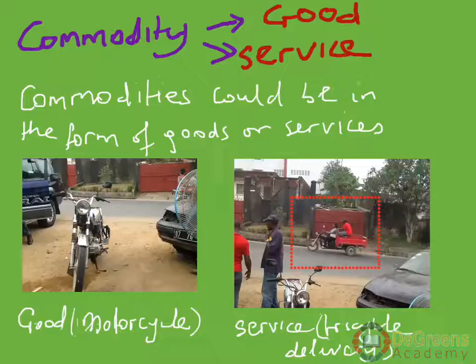Now look at a commodity in terms of a good or a service. All of them are described by what we saw there. They are marketable, they have utility, they are scarce. So commodities could be in the form of goods or services. These are goods here. You have this motorcycle, which is a good, that is a commodity. And here you have our famous woman in a tricycle, that is a service she's rendering. She's transporting goods.